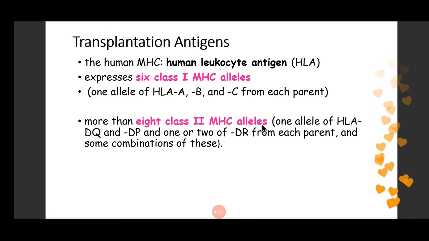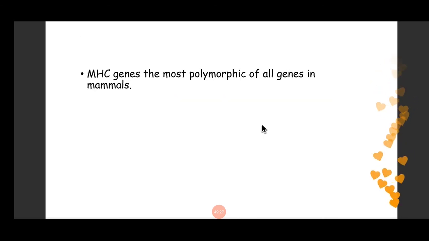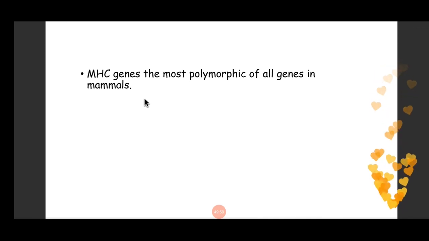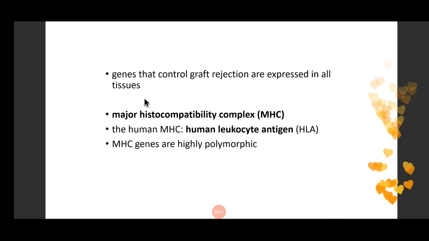This we are talking about for one single person. And when we look at the population, there are many more alleles present. For example, for class 1 MHC molecule, there are 10,000 alleles present in the population. For class 2, there are 3,000 alleles present in the population. I mean, this is the number that we know or have yet identified. So in the population, these MHC molecules, alpha chain and beta chain, are highly polymorphic genes. So what is the importance of this?